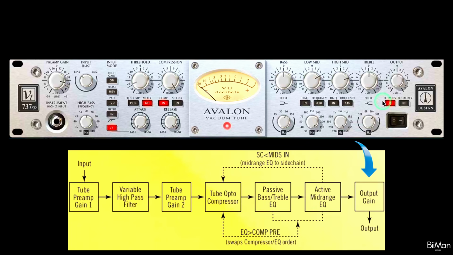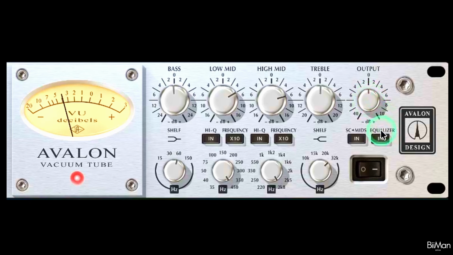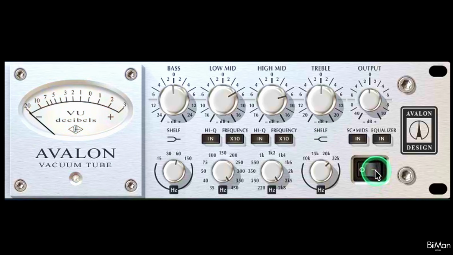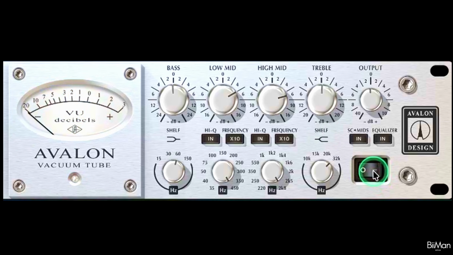The signal flow then ends at the extreme right with the output. This lets you adjust the final output level. The available range goes from -40 dB to +10 dB, and obviously the power button. This lets you engage or bypass the entire plugin.